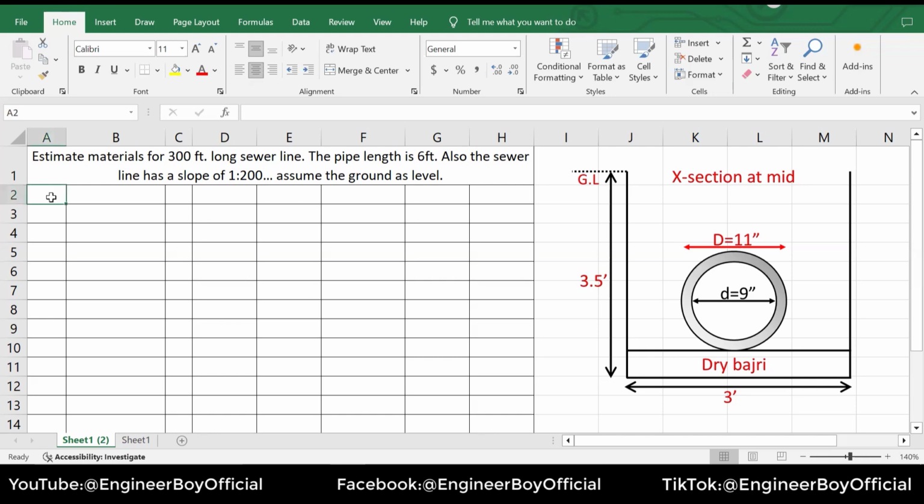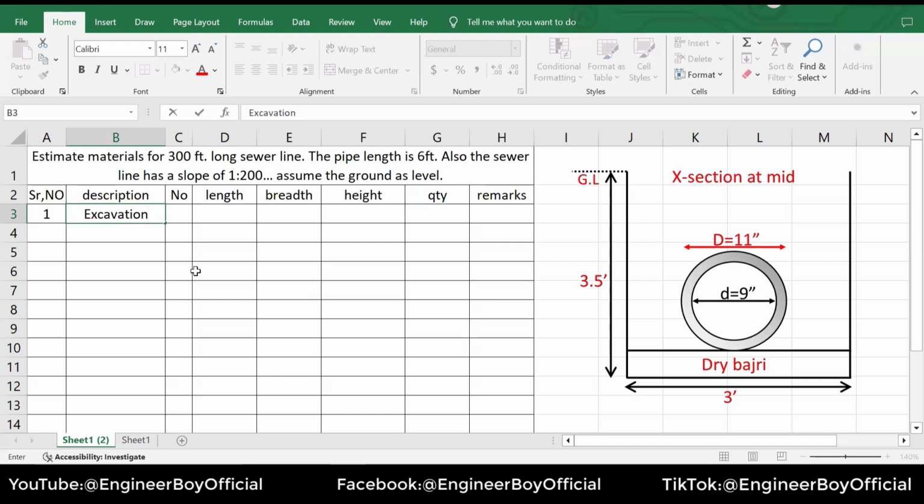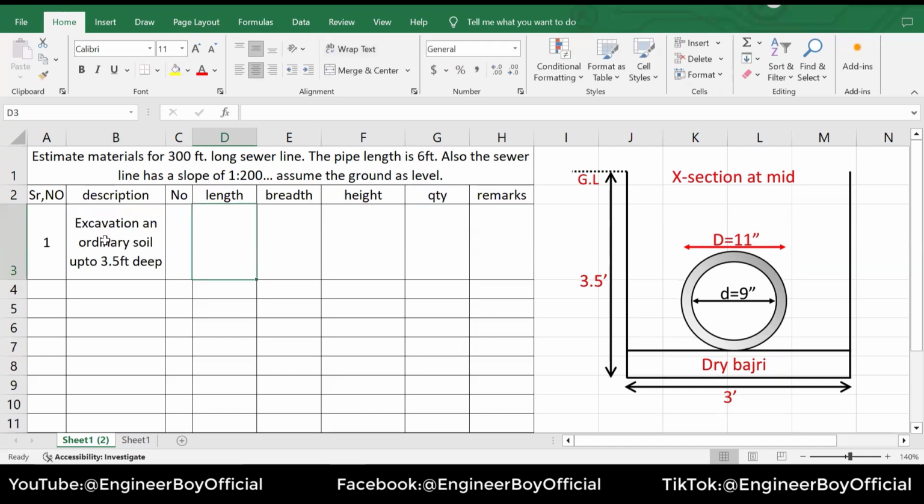Okay. So first, we have let's say serial number. Okay, these things I think must be there, and then description we have, and then we may have number, then the length, then the width, okay, and the height, of course, or depth, and then the quantity, and of course remarks. Now, in serial number, we have first, that is, we will have an excavation, okay? And you can type many things related to an excavation, like maybe in ordinary soil, let's say up to 3.5 feet. And let me just read the text so you guys can see the whole thing.